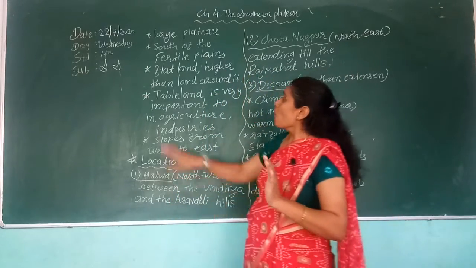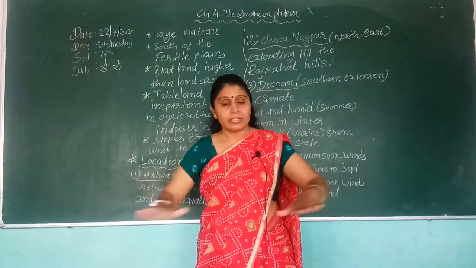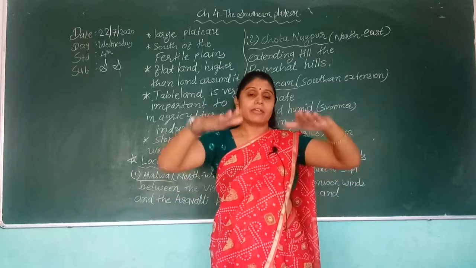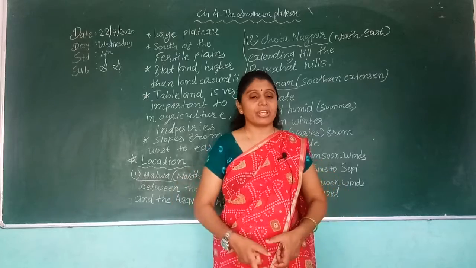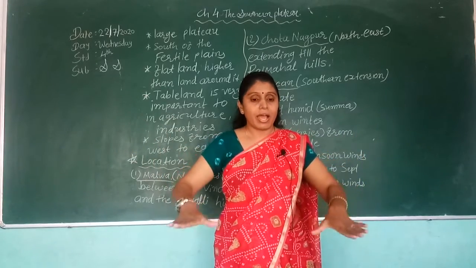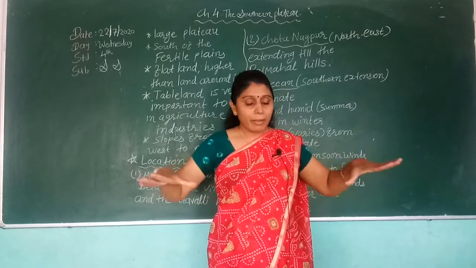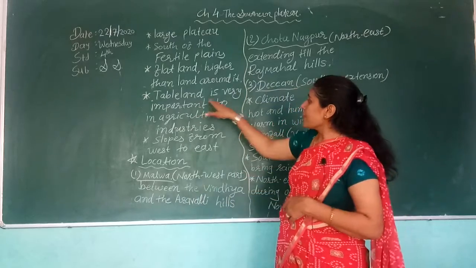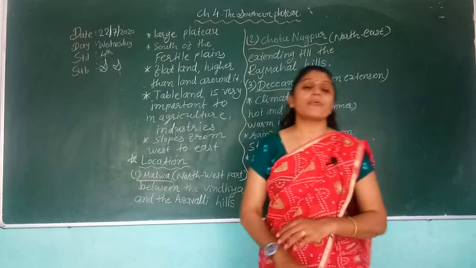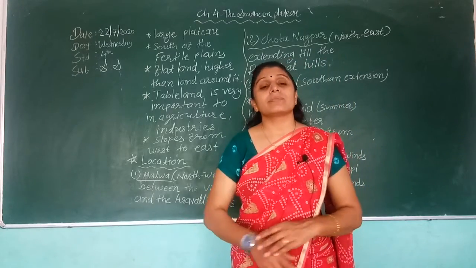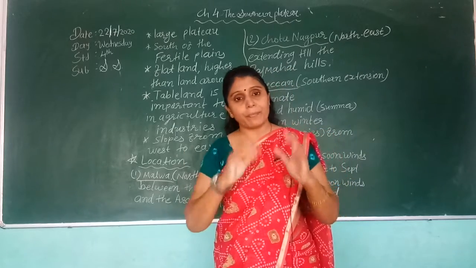It's a flat land and higher than the land around. On the other side is the coastal area, which is a down area, and the plateau area is higher. It's a table land. A table land is very important for agriculture and for industries, for the raw material. So this area is also very important.